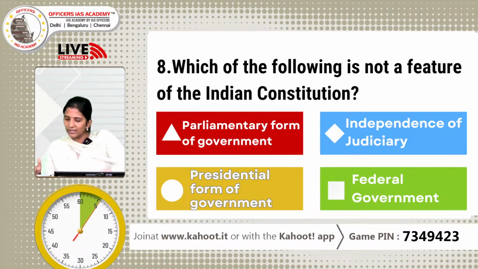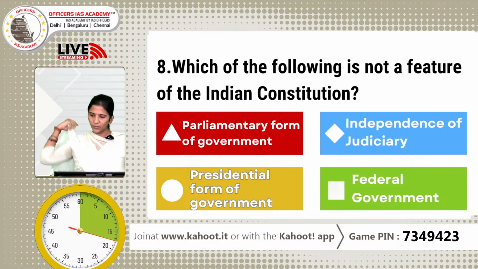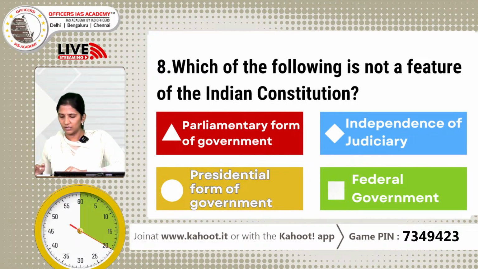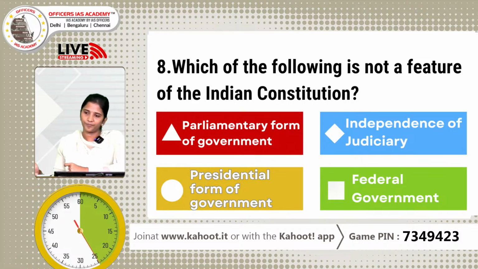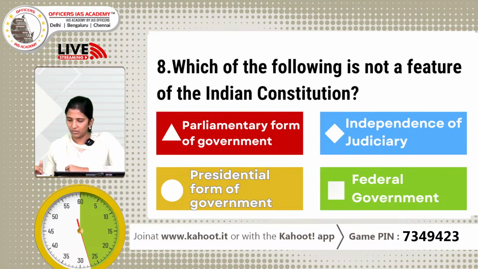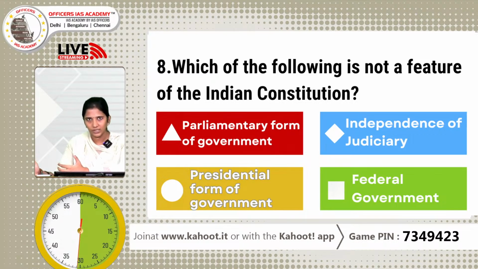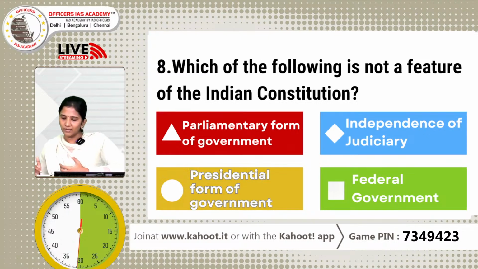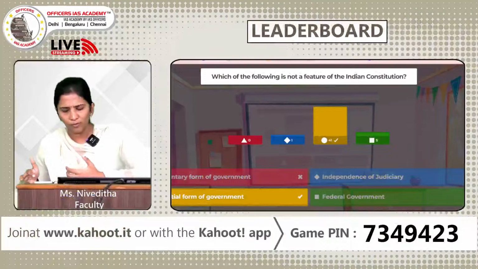Which of the following is not a feature of the Indian Constitution? A. Parliamentary form of government, B. Independence of judiciary, C. Presidential form of government, and D. Federal government. A very easy question indeed. Time is running out. 4, 3, 2, 1. The answer is C, presidential form of government.